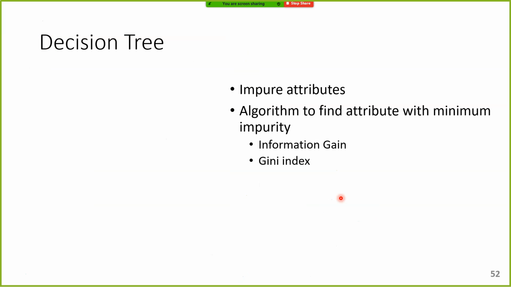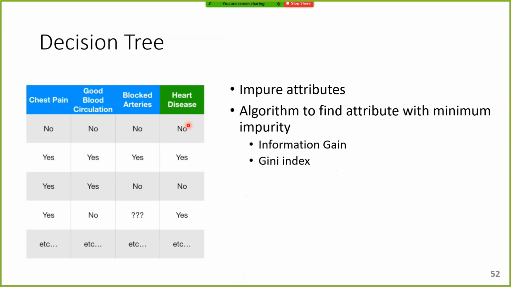Now the question is, how do we actually transform this kind of data into a decision tree? First of all, we look at each and every column. You can see that we cannot establish a direct one-to-one relation using only one of these columns. Suppose for this one chest pain is no, and heart disease is also no. For this one it is yes, but for this the chest pain is yes, but heart disease is no.